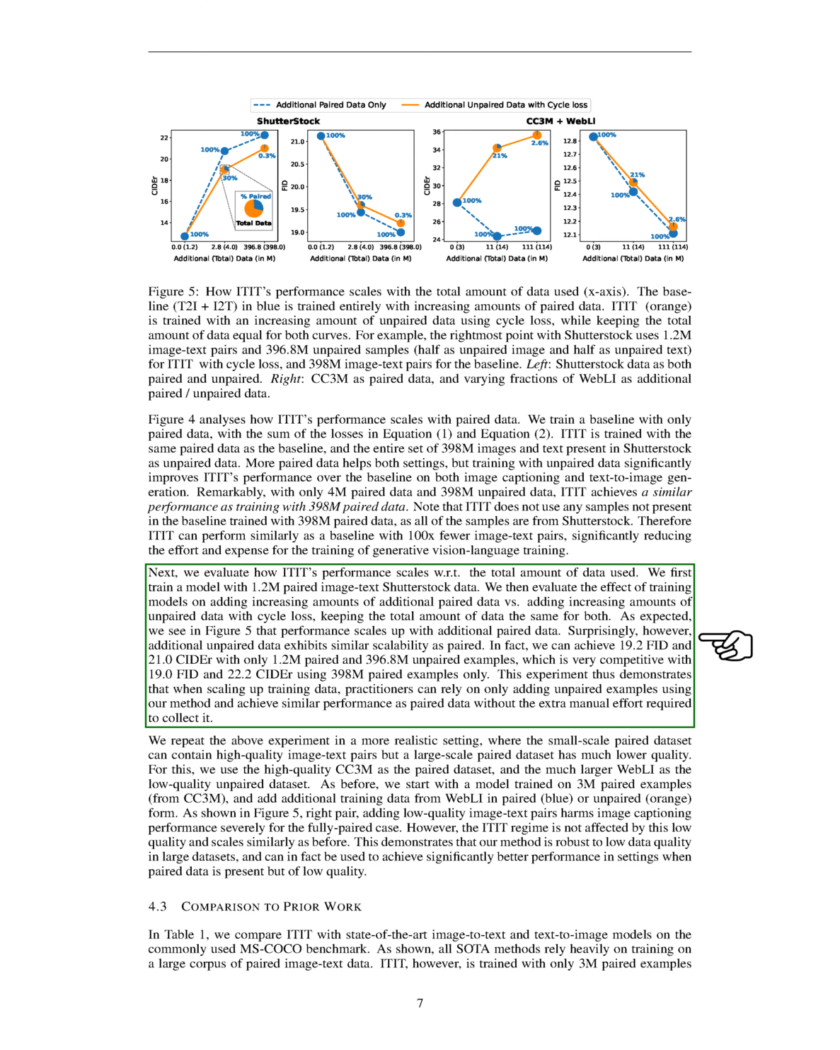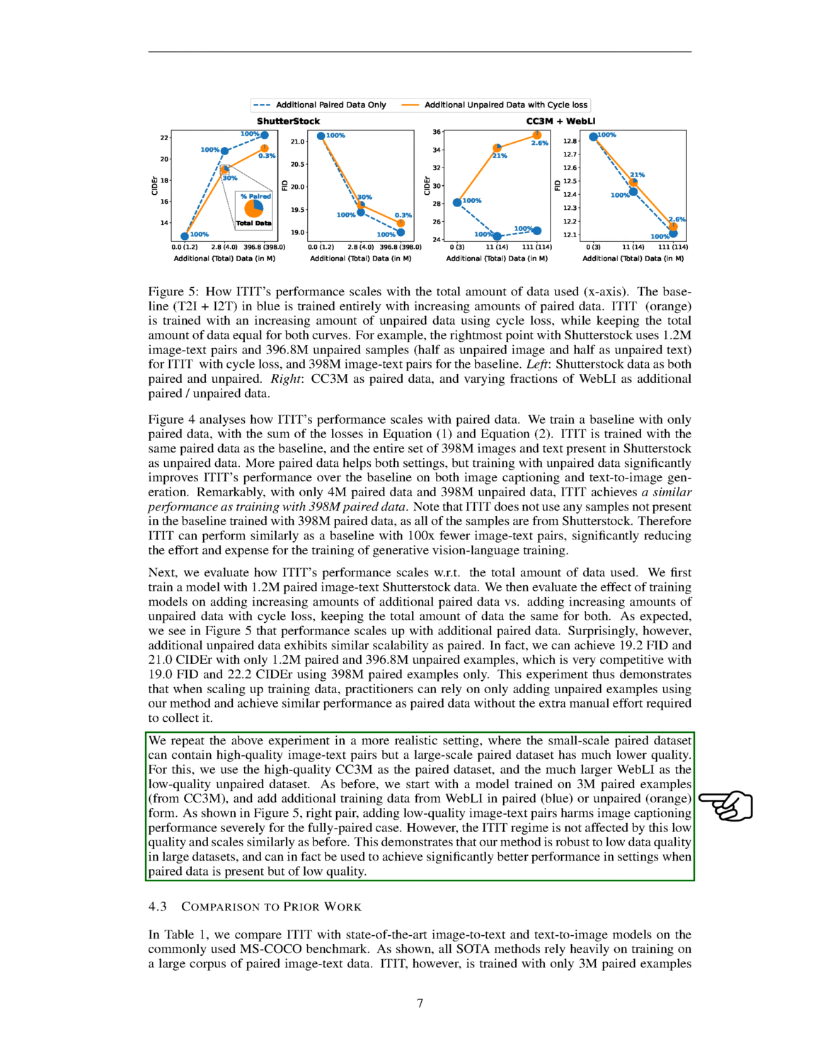We also evaluated how ITIT's performance scales with the total amount of data used. We found that performance scales up with additional paired data. Surprisingly, however, additional unpaired data exhibits similar scalability as paired. In fact, we can achieve competitive results with only 1.2 million paired and 396.8 million unpaired examples, which is very competitive with using 398 million paired examples only.